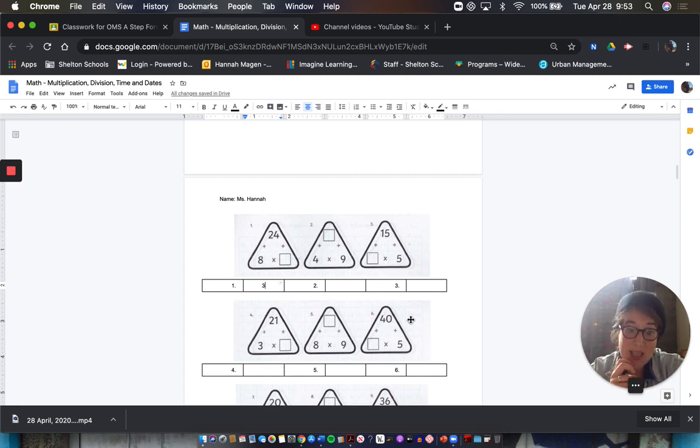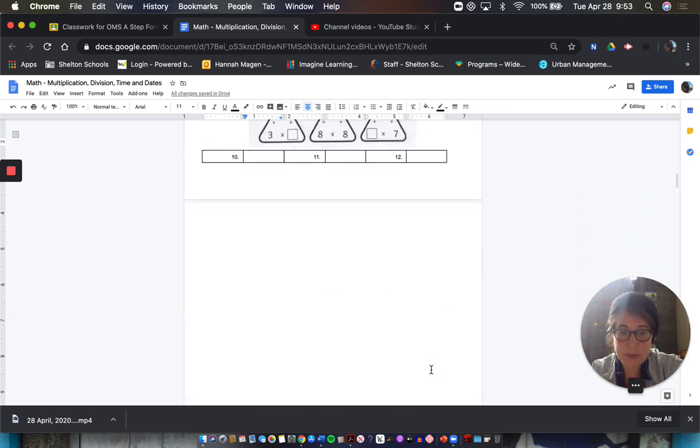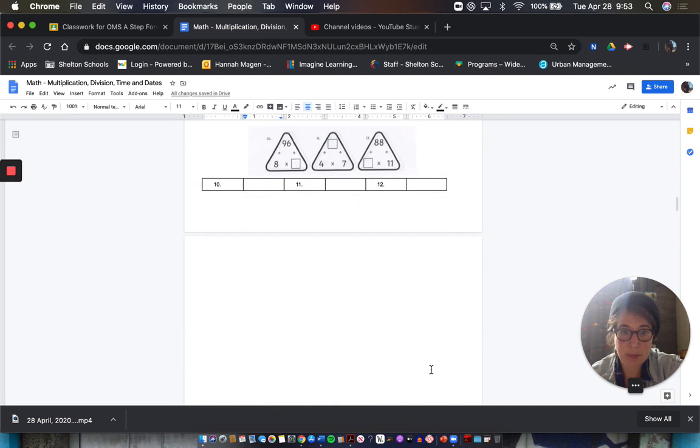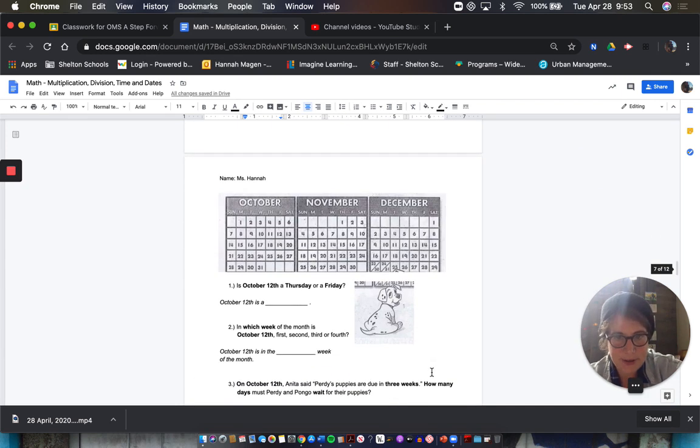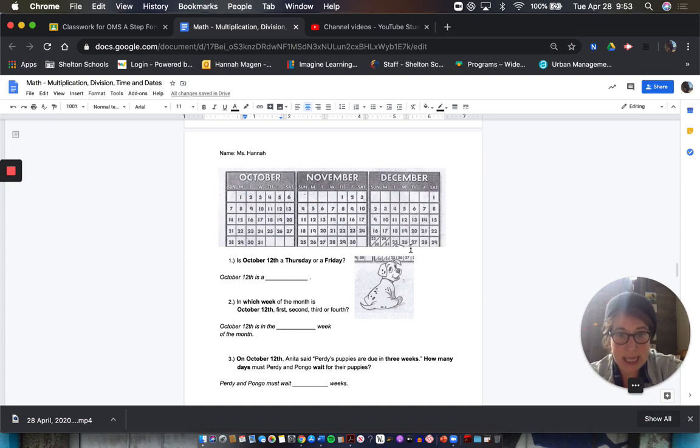Same thing. Sometimes you're going to just multiply. Sometimes you're going to have to divide. Going through here, got a couple pages of that. Looks like 4 pages of that. And then we're on to date and time.